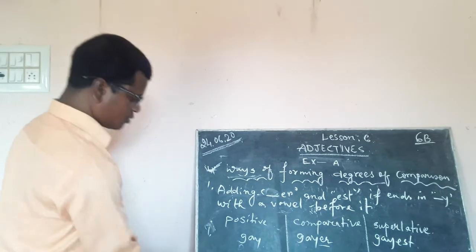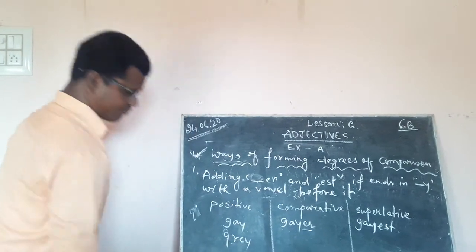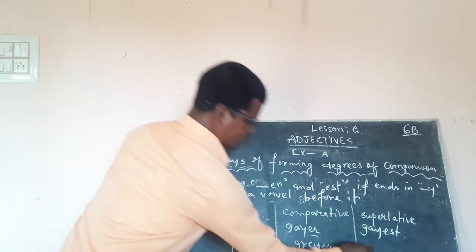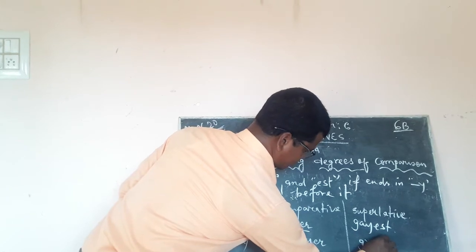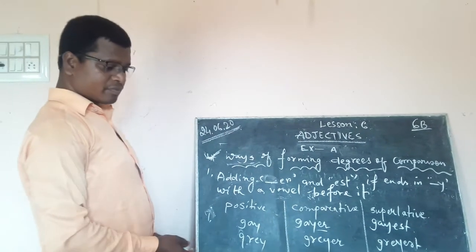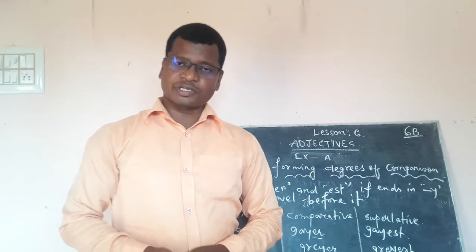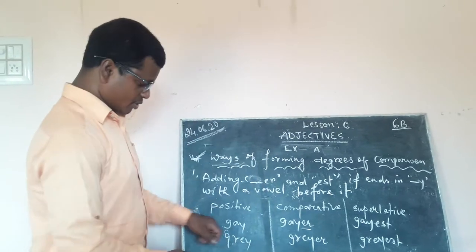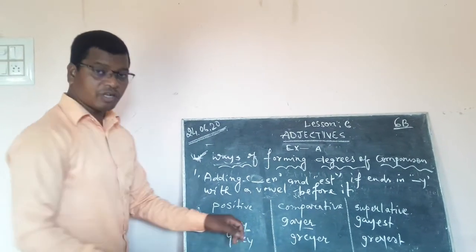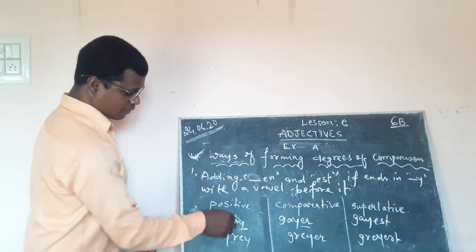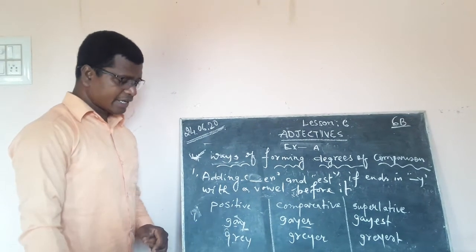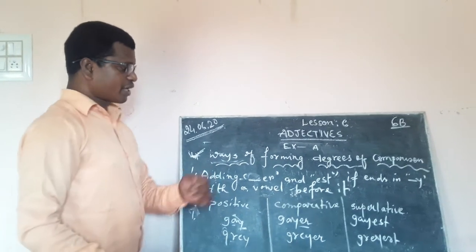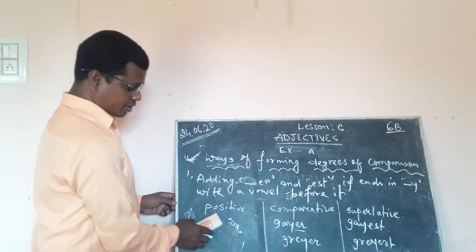If we see the other one, like grey, G-R-E-Y, in the next we will write greyer, and here we will write greyest. So remember, by adding ER or EST, if the positive degree ends in Y with a vowel before it, you can see here it ends in Y with a vowel before it. So before that, what is there? A vowel. So in this case, we will add ER in the comparative and EST in the superlative. So this is how we can form the degrees of comparison.